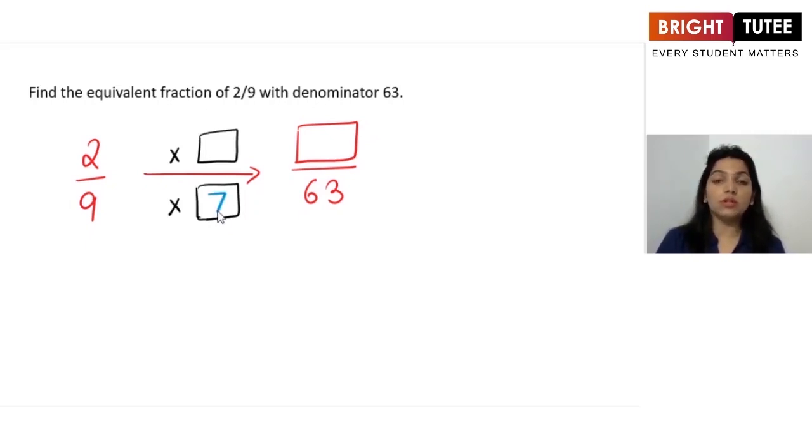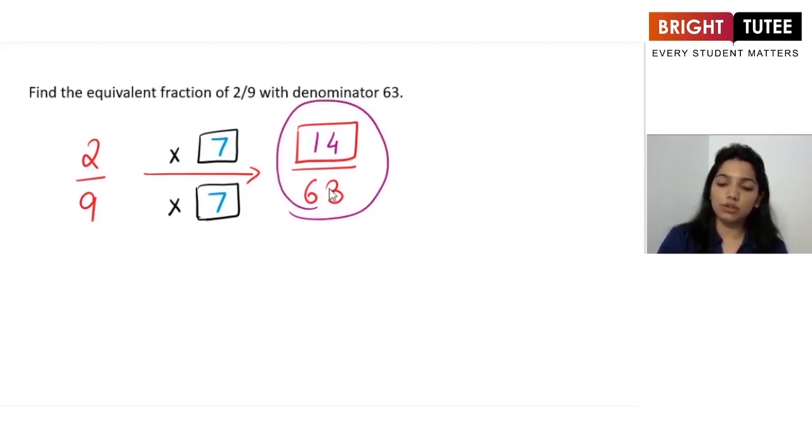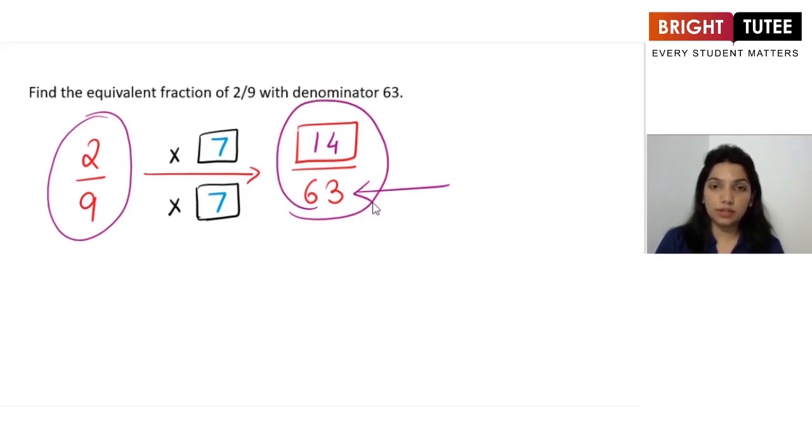What we do with the denominator, we'll do the same with the numerator. So it is also 7. And the answer that comes out is 14 over 63. So this is the equivalent fraction to 2 over 9 with the denominator 63. I hope that you have understood well how you need to work with the questions with a certain condition given to you. Okay. So here the condition was to make the denominator 63.